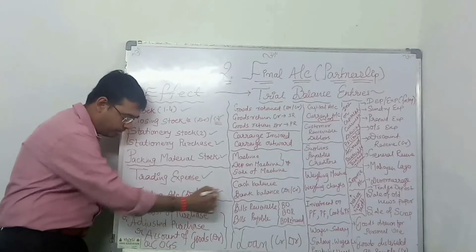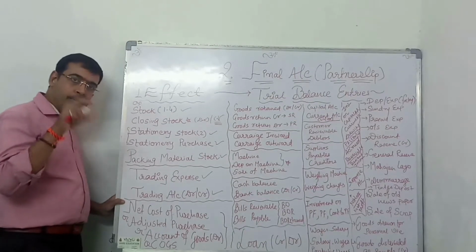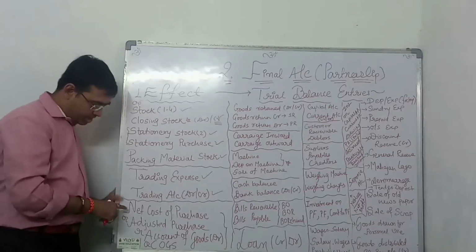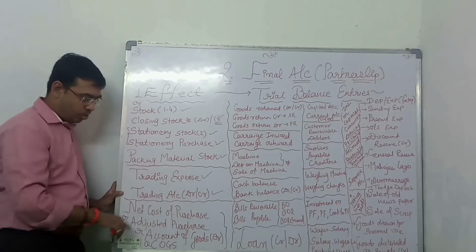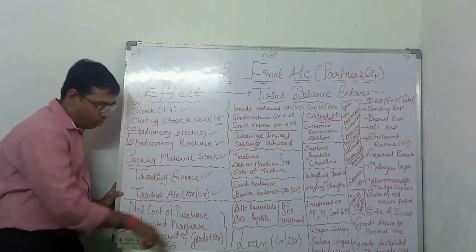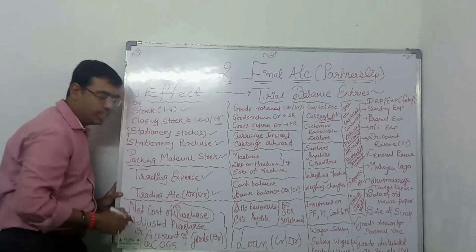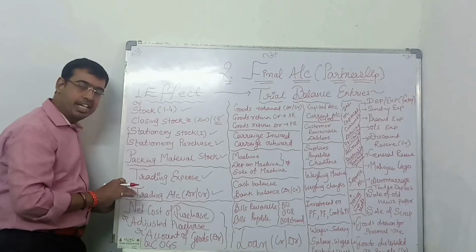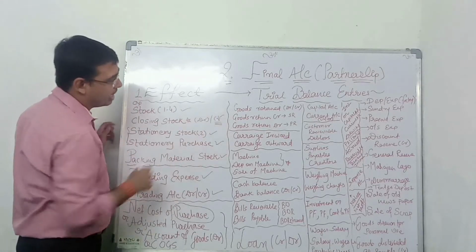Next, many times to indicate purchase in the trial balance, many words are used such as net cost of purchase, adjusted purchase, account of goods in debit side, or COGS. All four words are related to only and only purchase. So you will write all of these in the trading account debit side immediately after opening stock.